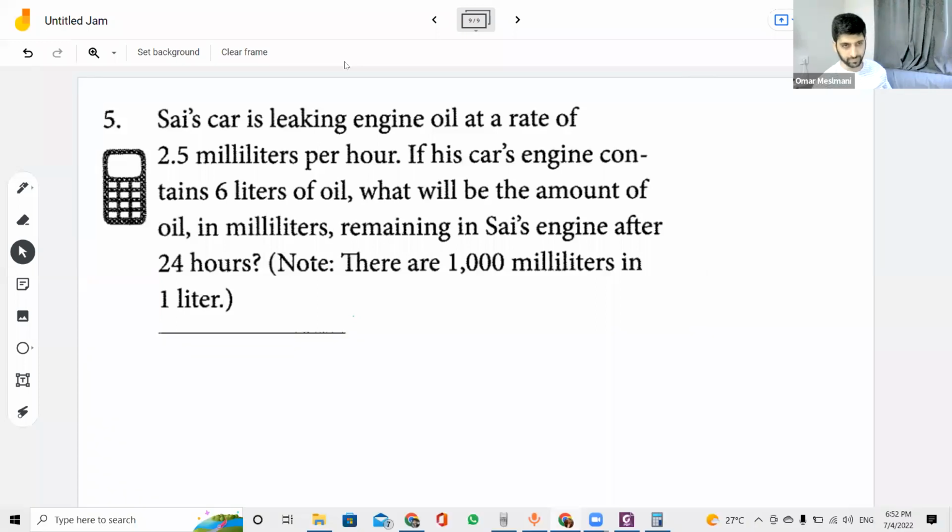Okay, good luck. Read this question carefully and let me see what your answer is going to be. Here, by the way, the answer is going to be numerical, you just have to insert numbers.